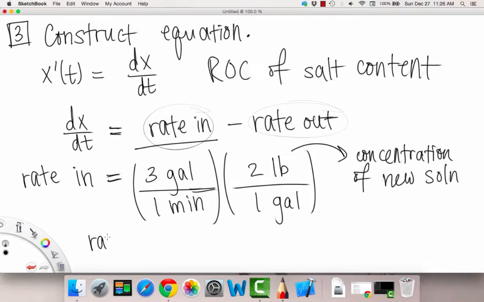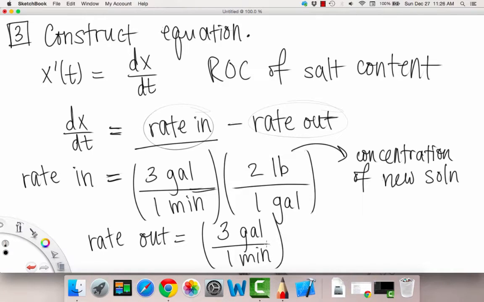And then our rate out would be given by, that's a little bit more complicated. So rate out is going to be, well, again, our volume going out is 3 gallons per 1 minute, right? Because we open that drain at the bottom there. And then this part is a little bit trickier, the concentration of our rate out. So this is assuming that once the new solution is added into our tank, everything is just well mixed and well blended, all right?